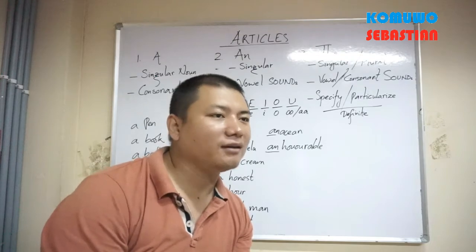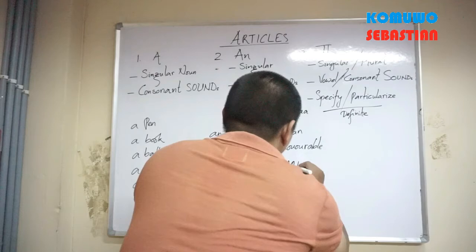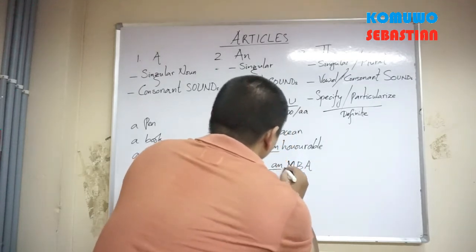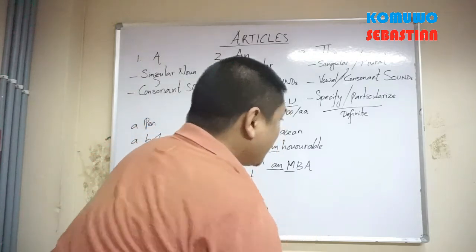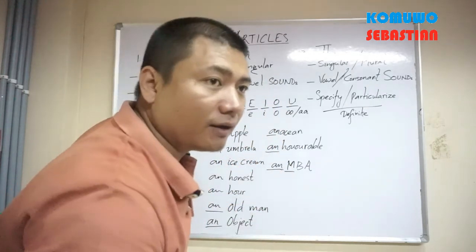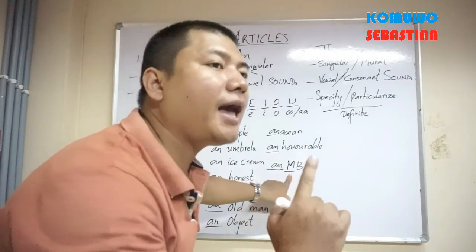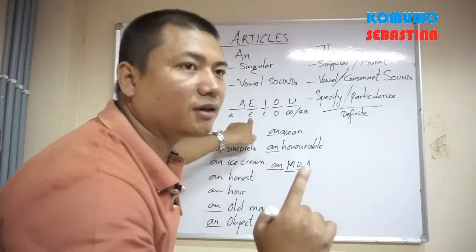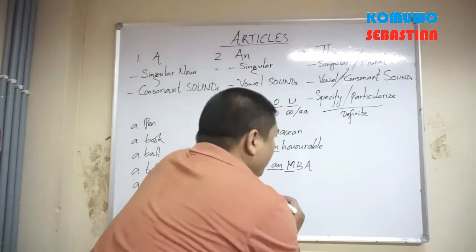An MBA. Why? Because M starts with an abbreviation. So we say an MBA. Why? Because the letter M is a consonant, but the sound is a vowel. It starts with A. Right? So what is the A sound? E, which is one of the vowel sounds. Understood, right?